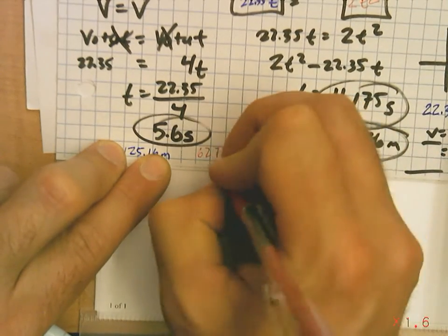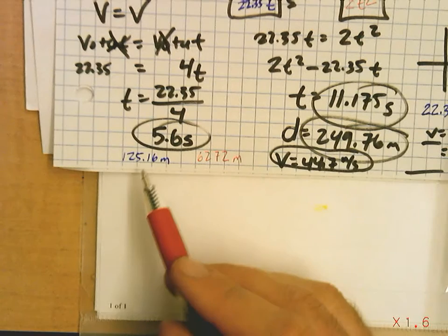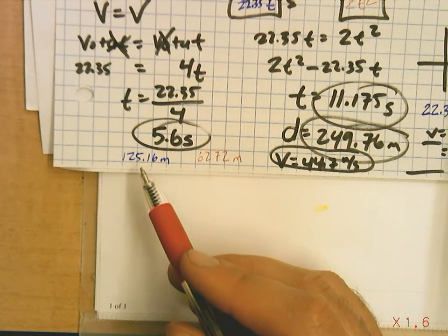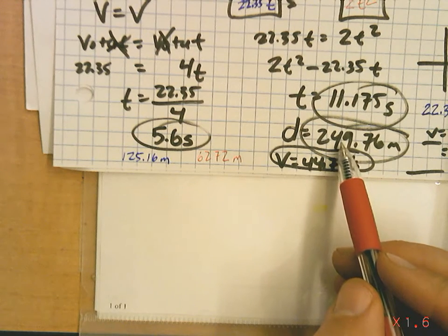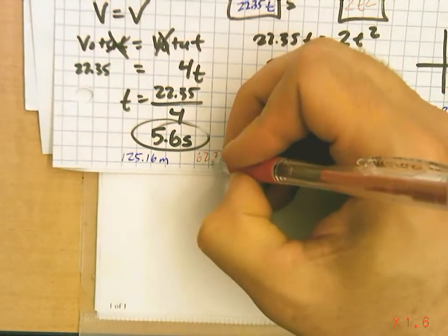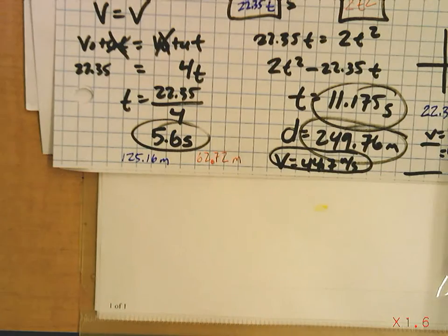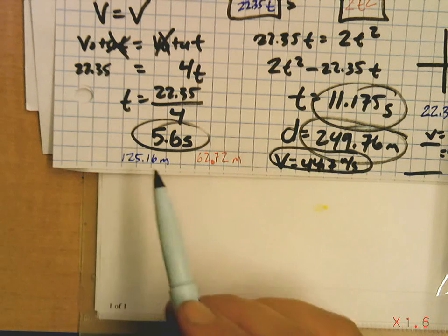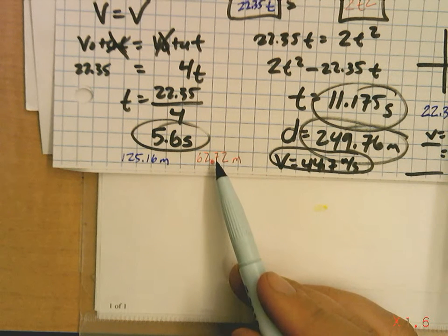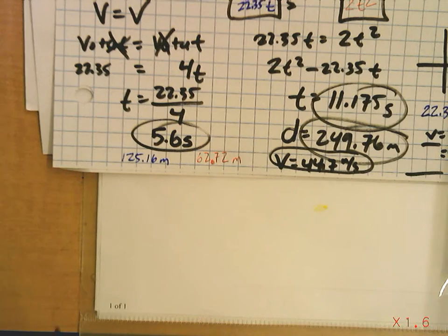A quick check reveals that 125.16 is half of the distance when they have the same position, and 62.72 is then half of 125.16. Point being, when they have the same velocity, the one with constant velocity is still in front, and that's half the distance, and the one with constant acceleration is behind, and that's a quarter of the distance.